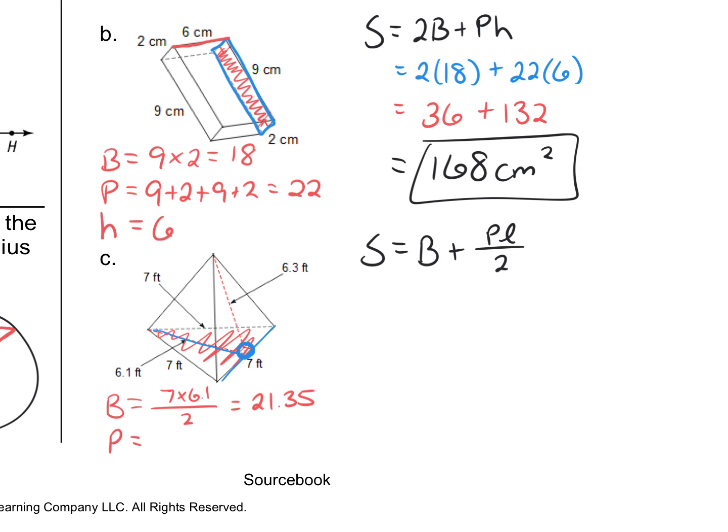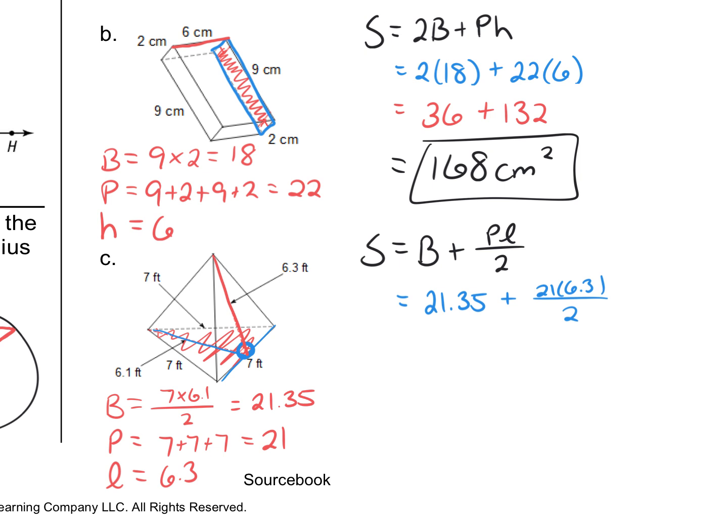What do I add together for perimeter? Yep. Equals 21. And then what does this stand for? Slant height. Up the side is 6.3. Good. Some of us get all of these and then we get to the equation and we fumble it a little bit. So let me talk about this one more time.